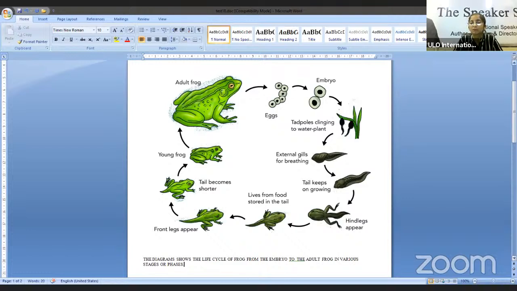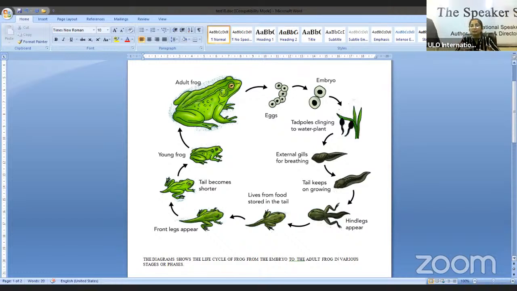You can say the formation of front legs takes place, and the tail becomes shorter by the passing time. And at the end, in the third paragraph, you will write at the final stage. Eventually, you can use at the final stage, the tail disappears and the young frog enlarged in the size and got a significant increase in the size and become adult. And the time is not mentioned, and you can say after some time. Time is not mentioned here.